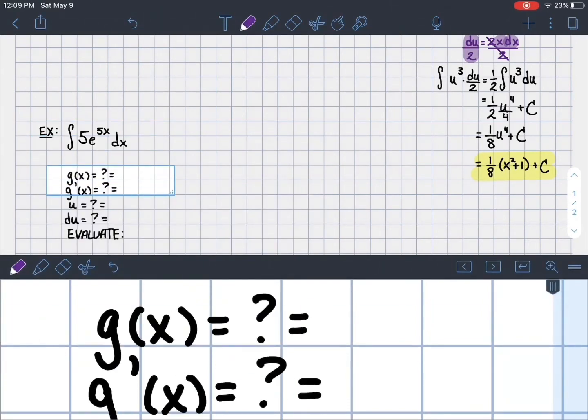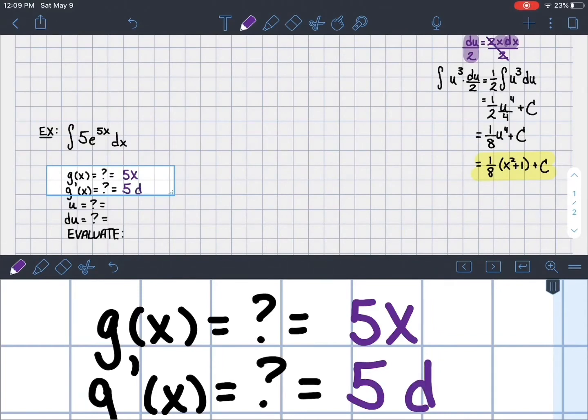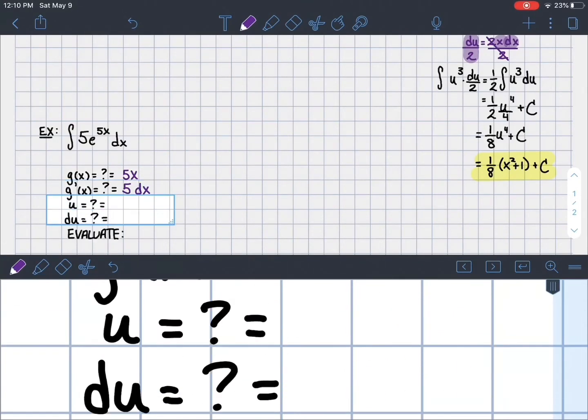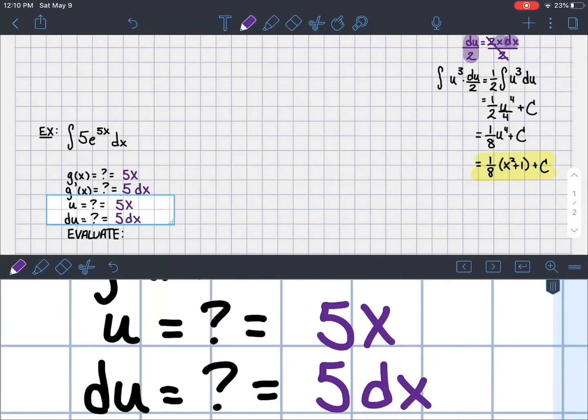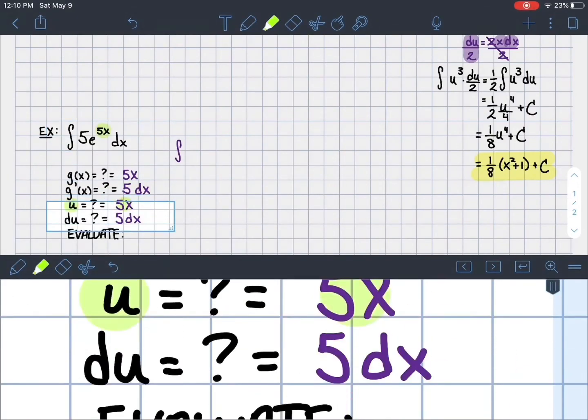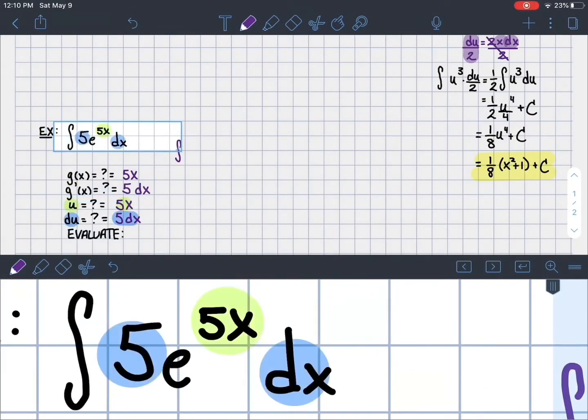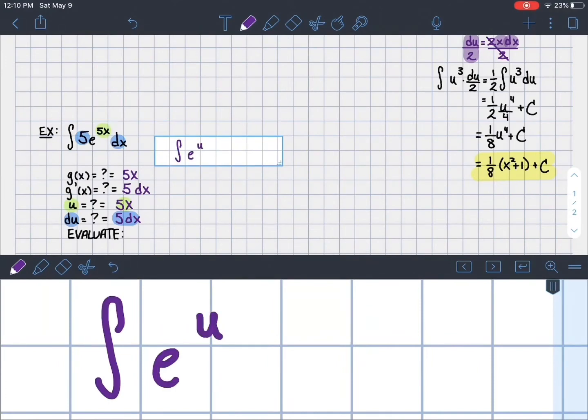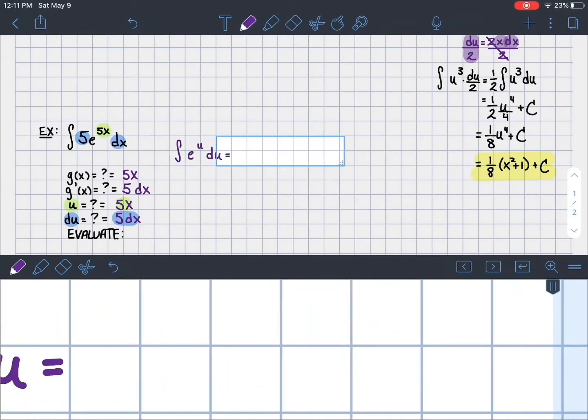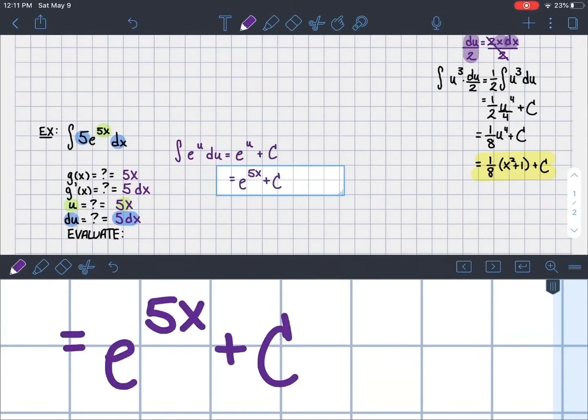Let's go. G of x is going to be 5x, and therefore g prime of x is 5 dx. That's what u and du are. Now we're going to evaluate. So what we're going to do is we're going to replace or substitute. That's why it's called U-substitution. So it's going to be e to the u du. E to the u plus c is going to be the integral. And then we'll replace the u with 5x.